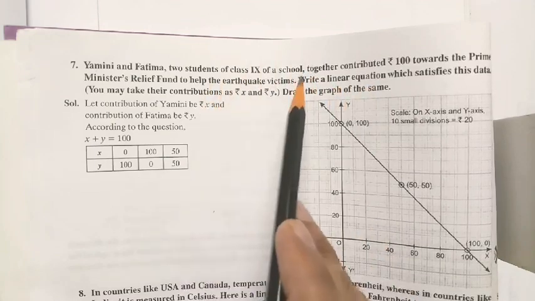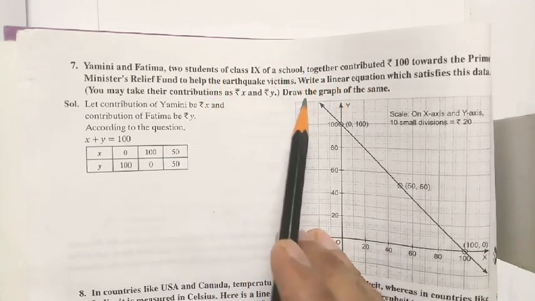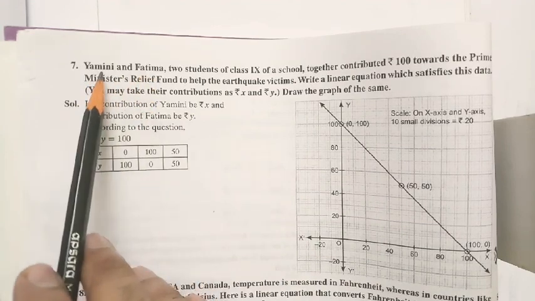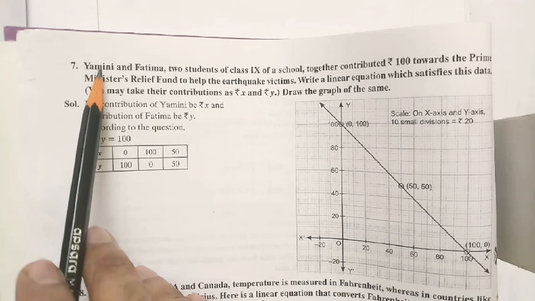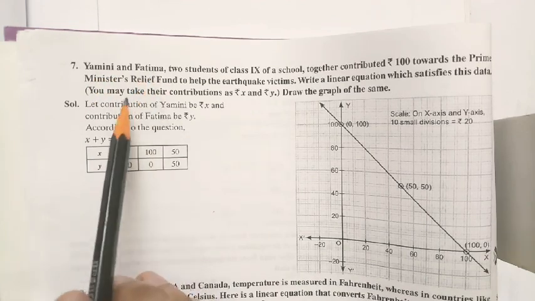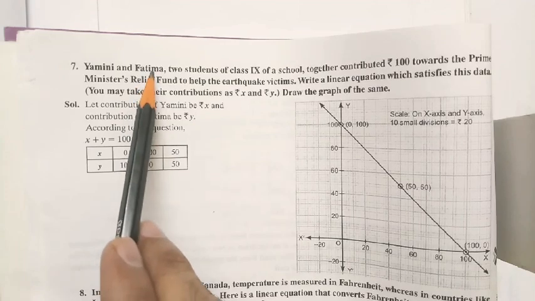For the above statement, we want to form a linear equation. They are talking about 2 people, Yamini and Fatima. So the contribution by Yamini is X and the contribution by Fatima is nothing but Y.